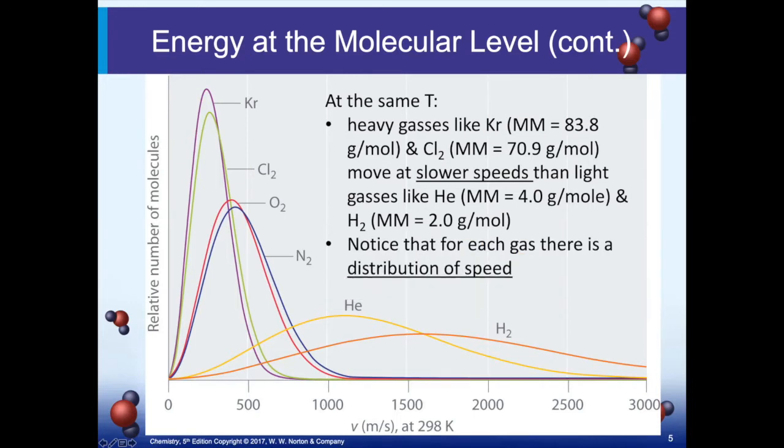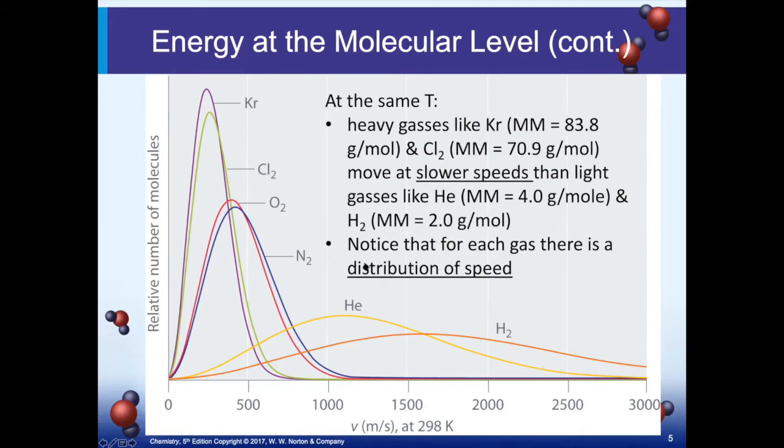But another very important thing you should notice with this graph is that it's not like every krypton atom has the exact same speed. There's a distribution. Some of them are moving pretty slow, but most of them have this speed right here, and some have even faster speeds. The same thing with the helium: some have really slow speeds, but the most popular speed is right there, and then some of those helium atoms have faster speeds.